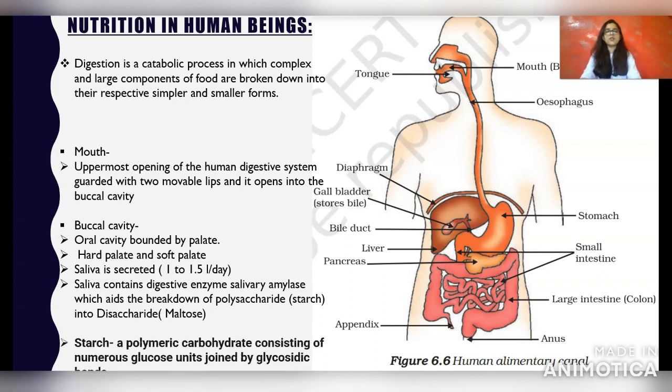Saliva contains digestive enzymes, that is salivary amylase, which aids the breakdown of polysaccharide starch into disaccharide. Polysaccharide means the starch, that is glucose having 6 molecules, and disaccharide means maltose, that is of 2 molecules of glucose. So starch is a polymeric carbohydrate consisting of numerous glucose units joined by glycoside bonds. So saliva is the one which is breaking down polysaccharide into disaccharides.